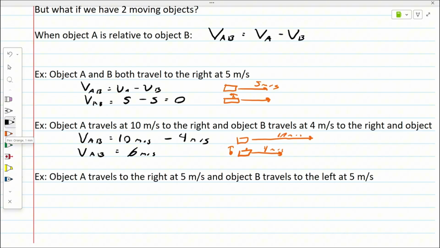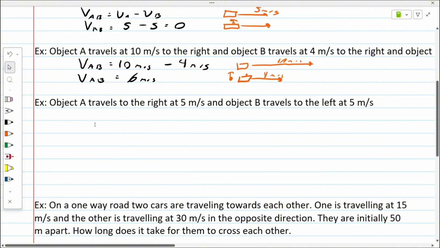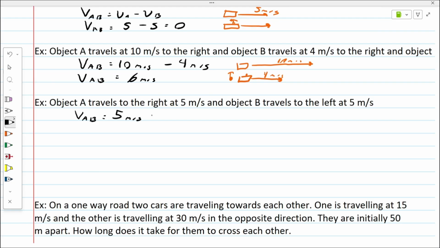Now this final example is if we have object A traveling to the right at 5 meters per second, and object B travels to the left at 5 meters per second. So again, we'll write our equation out. Object A moves at 5 meters per second to the right, so we'll denote right as positive. And then we have to subtract velocity B. But in this case, since it's moving to the left, we'll define it as a negative velocity. So we'll have a minus 5 meters per second here. And so the velocity A to B is equal to 10 meters per second.